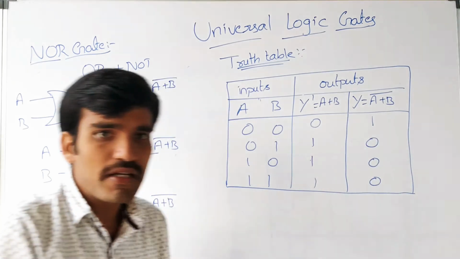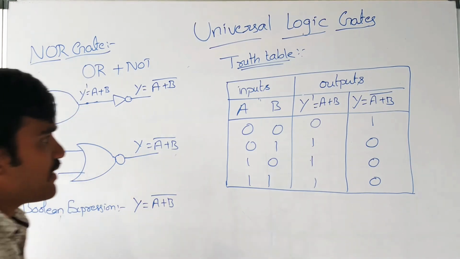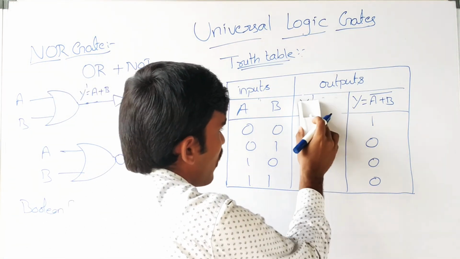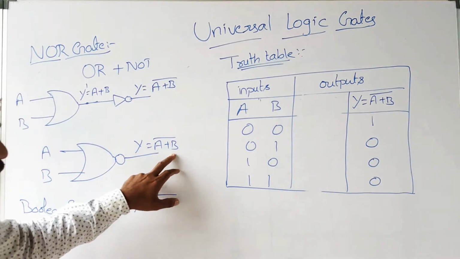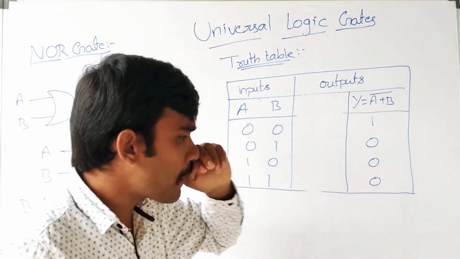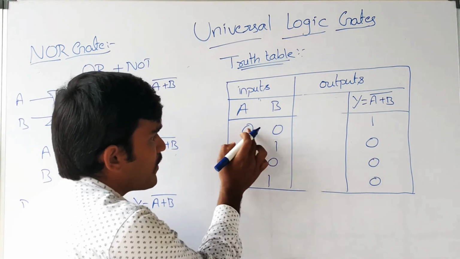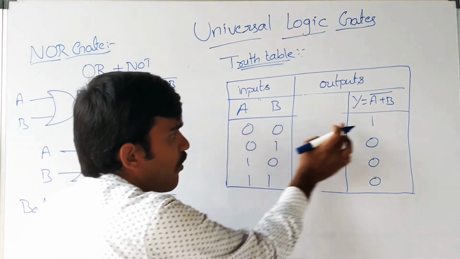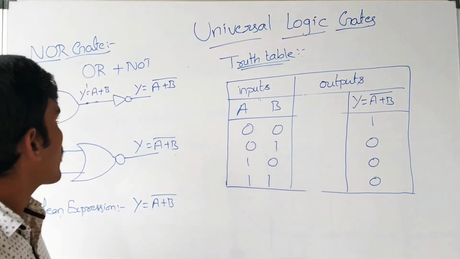Now tell me, how can we define the NOR gate? For the NOR gate, A and B are the inputs and Y equals A plus B whole bar is the final output. Now look here. If all the inputs are low, 0 0, the output is high. This is one definition of the NOR gate.